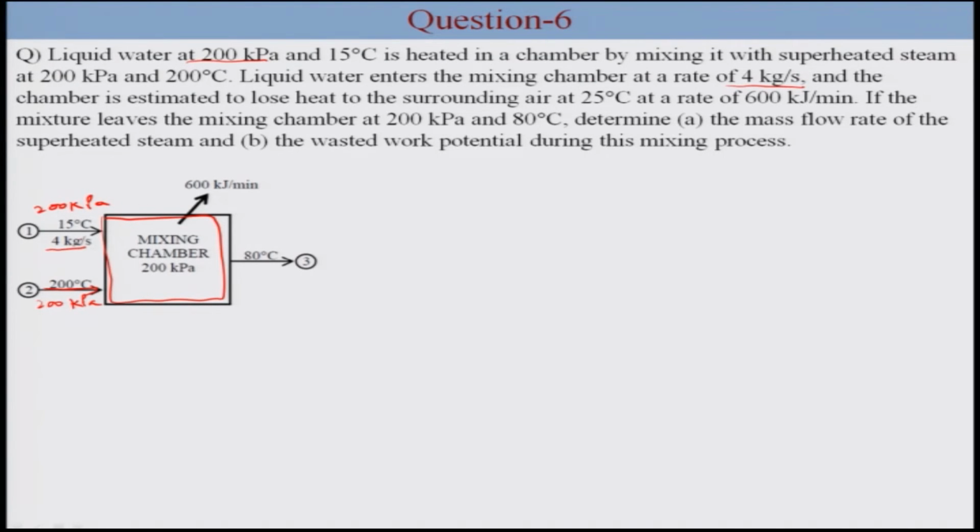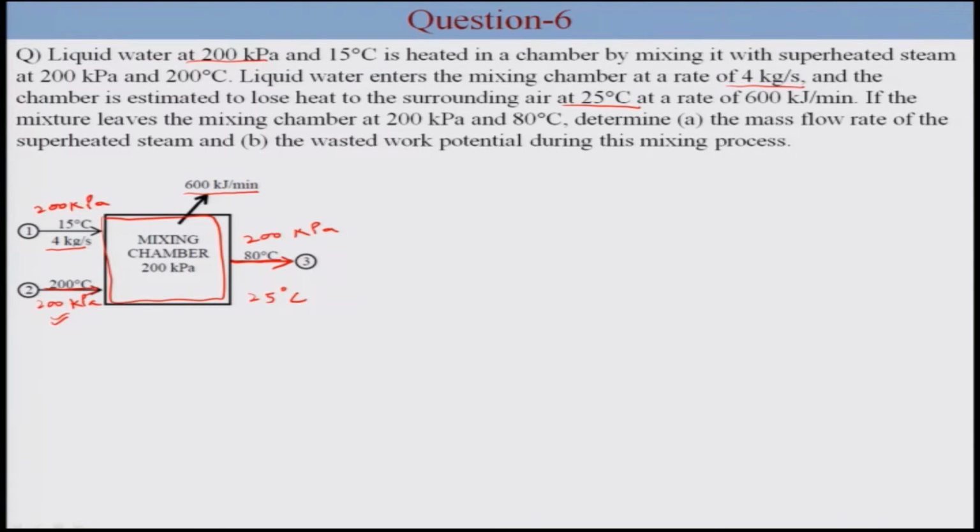So this is the mass flow rate, and the chamber is estimated to lose heat to the surrounding air at 25 degrees Celsius. So surroundings are at 25 degrees Celsius and this heat is lost to the surrounding at this rate. If the mixture leaves the mixing chamber at 200 kilopascal and 80 degrees Celsius, determine the mass flow rate of the superheated steam. So for this we have to determine the mass flow rate and the wasted work potential during this mixing process.